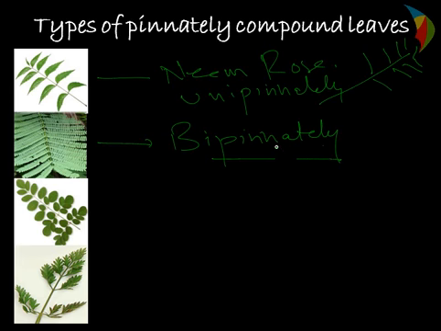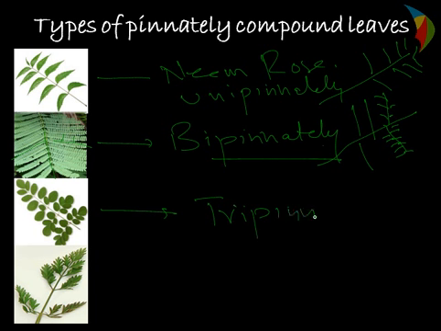In the case of bipinnately leaves, you will see that this is a midrib and the leaves are coming out, and again there are leaves coming out from there. This is the midrib, the rachis is there, and again small leaves are there on both sides of the rachis. So this is called bipinnately. The same way, the third type is called tripinnate. In the case of bipinnate, the example is the acacia leaf.